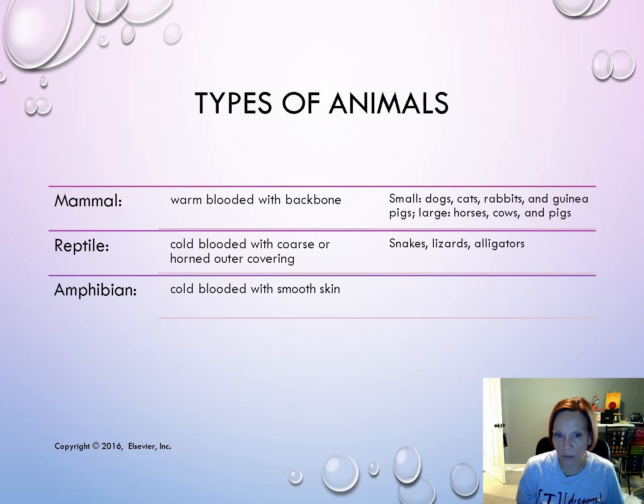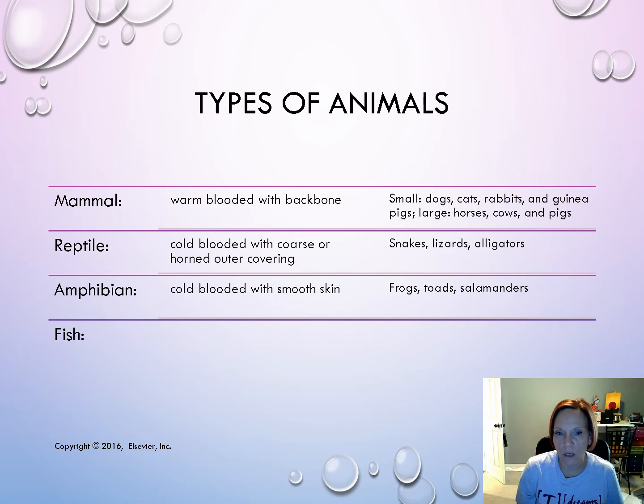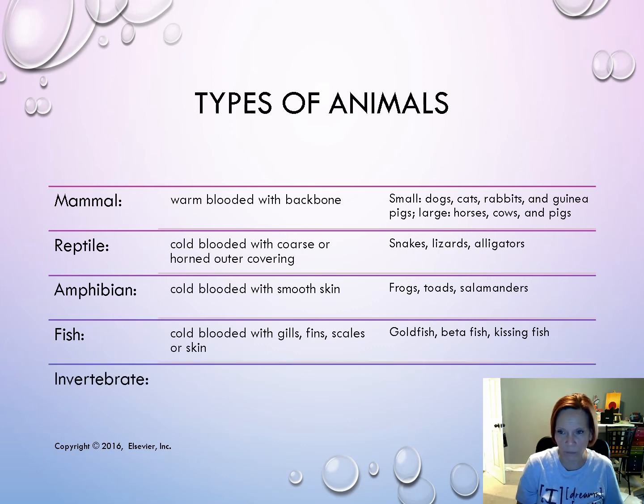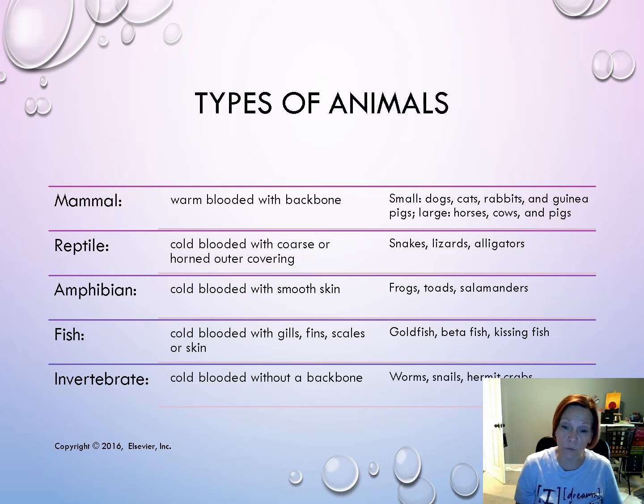Then there are amphibians, who are cold-blooded with smooth skin. Had a few boyfriends in my day like that. Those would be frogs, toads, and salamanders. Fish are cold-blooded with gills, fins, scales, or skin, such as goldfish, betta fish, kissing fish. I would think maybe those would be more for patients with anxiety, maybe watching them. I don't know how that would be more of a therapy animal. Invertebrates are cold-blooded without a backbone. Known several of those people too. There are worms, snails, hermit crabs.